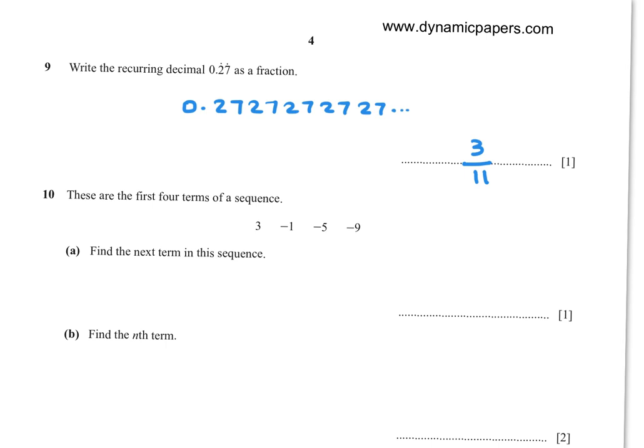Number 10, these are the first 4 terms of the sequence: 3, -1, -5, -9. So what is the rule? Subtract 4. Find the next term in this sequence, so -9 minus 4, -13.